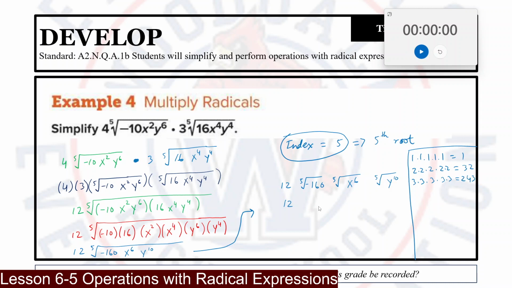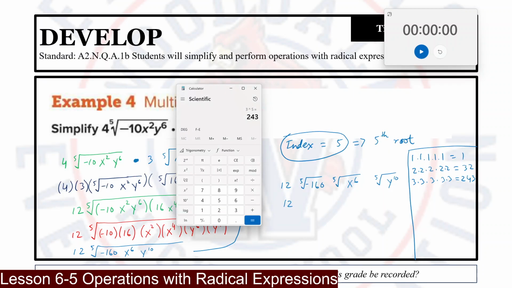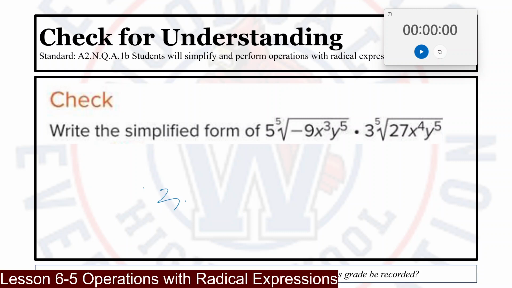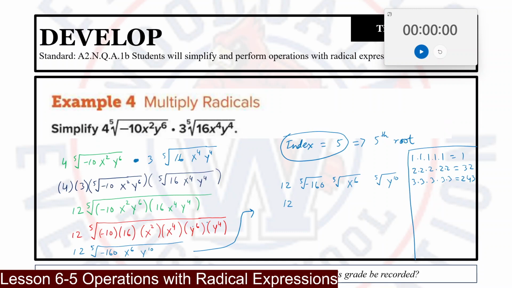So does 32 go into 160? Let's see. I'm going to clear this out. Where's the clear button? So 160 divided by 32 goes 5 times. Yay! All right, perfect. So I can rewrite this as the fifth root of 32 times 5.